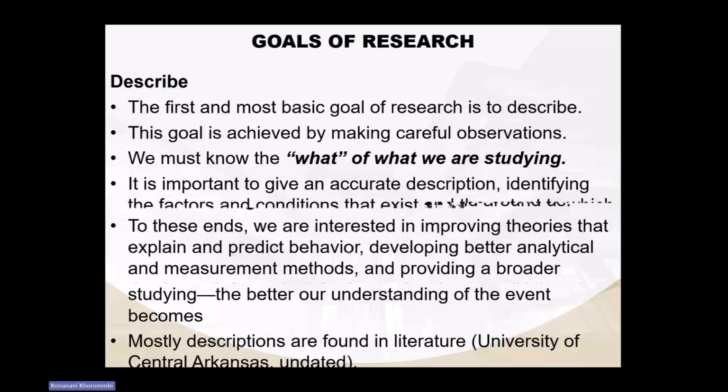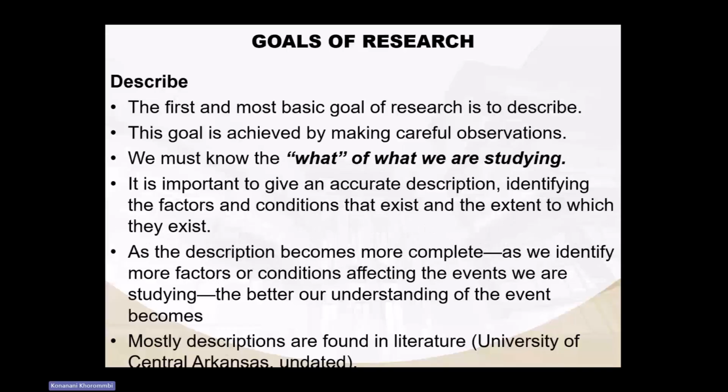Trying to make explanations, it is important to give an accurate description, identifying the factors. So in describing, we identify the factors and conditions that exist and the extent to which they exist. We need to identify them. Remember, we said we observe. When we observe, then we identify. When we are checking what is there, I identify all their factors and conditions. Where are they? They are existing.